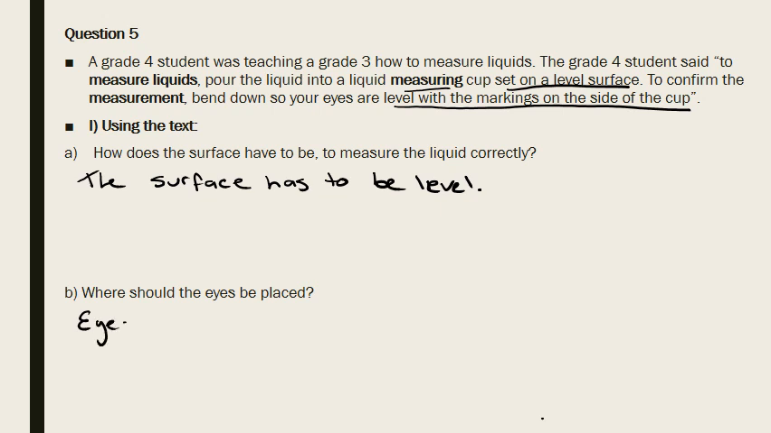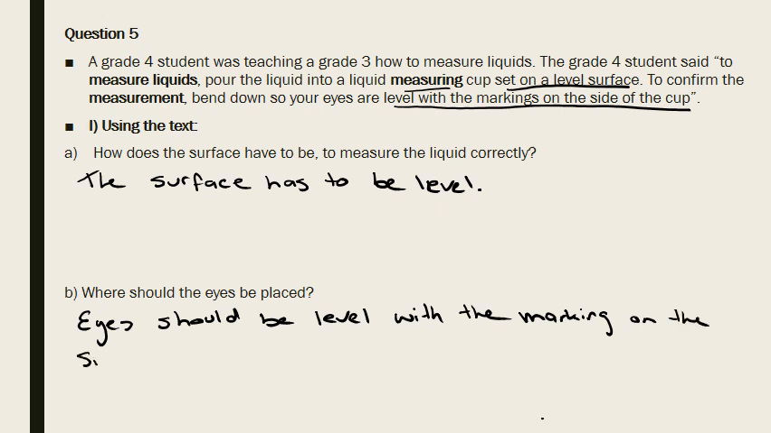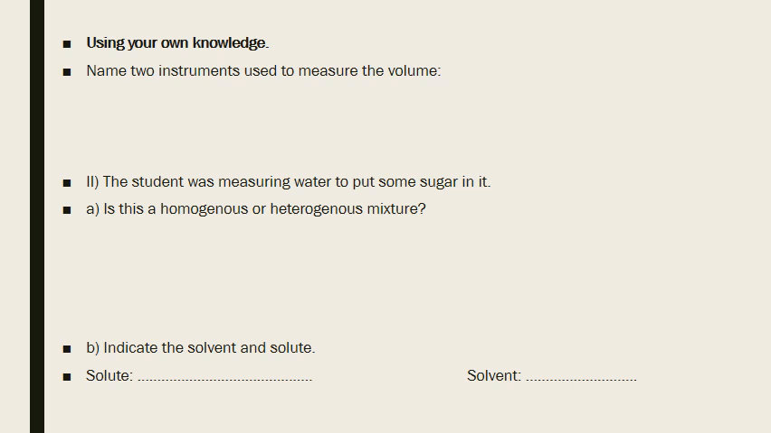Eyes should be level with the markings on the side of the cup. Using your own knowledge, name 2 instruments used to measure the volume. So that is a graduated cylinder and beaker.